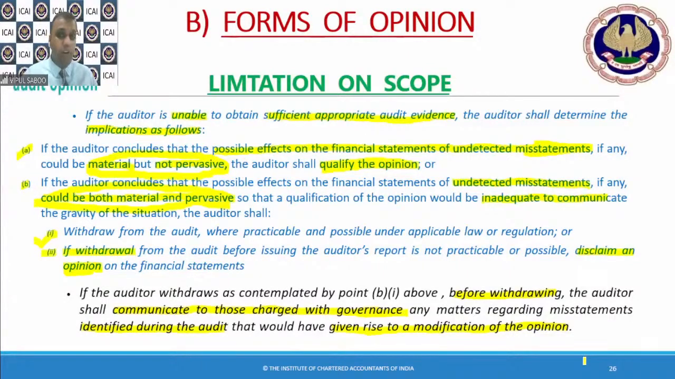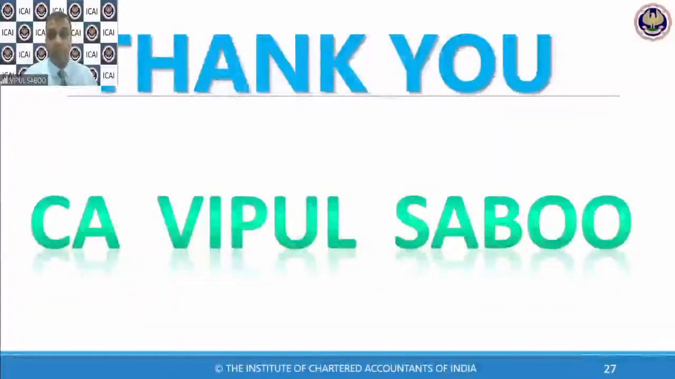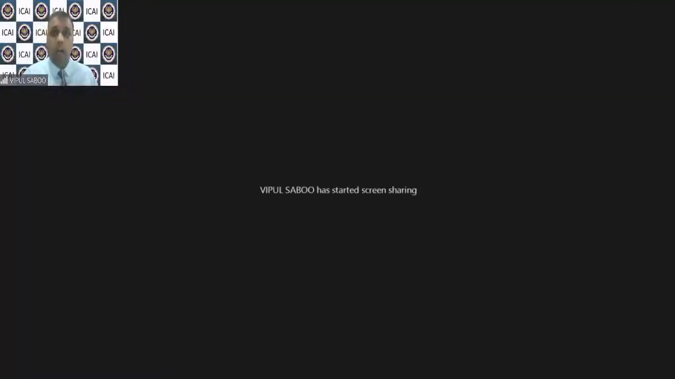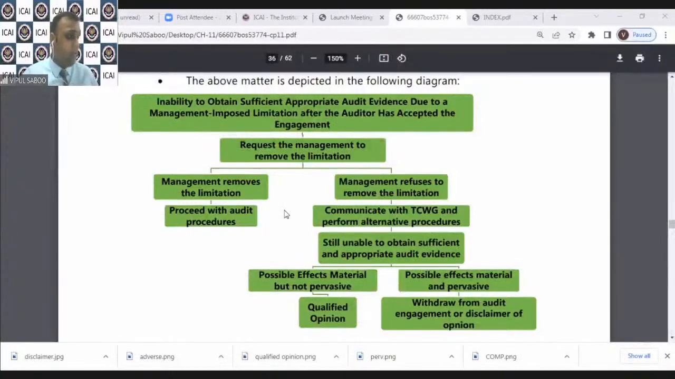So this is what limitation on scope does. So let us do this, the limitation on scope. Just give me a sec. Okay, the limitation on scope we will do. I hope you can all see my screen, a bird's eye view of limitation on scope.